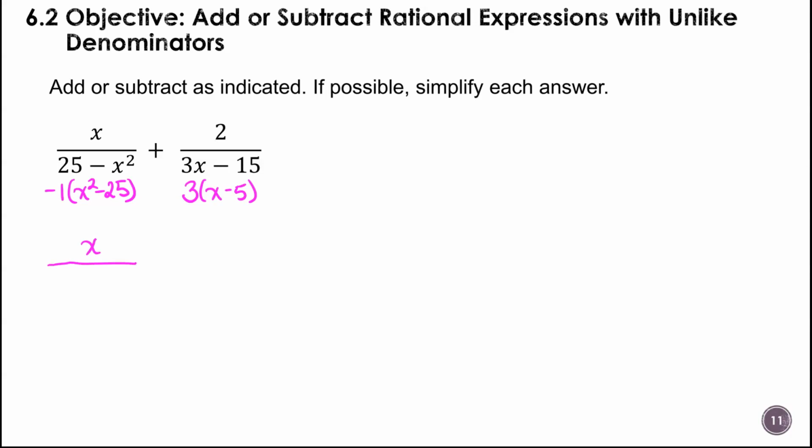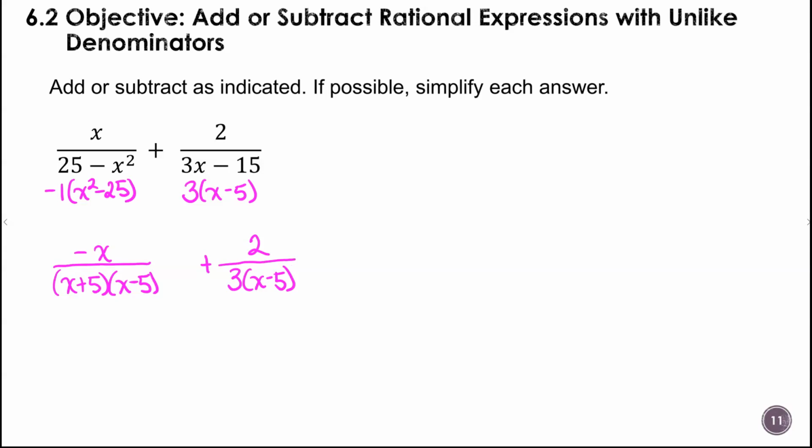This is going to be, now I'm going to apply my -1 to my numerator, right? If I divide x by -1, it's a negative x. And then factor the x squared minus 25 as a difference of squares. And then on the second, wait, let me scoot this over because we're going to be multiplying. On the second expression, I have 3 times x minus 5.